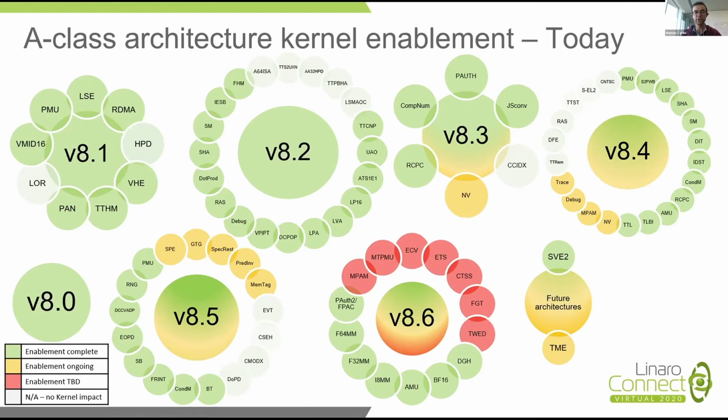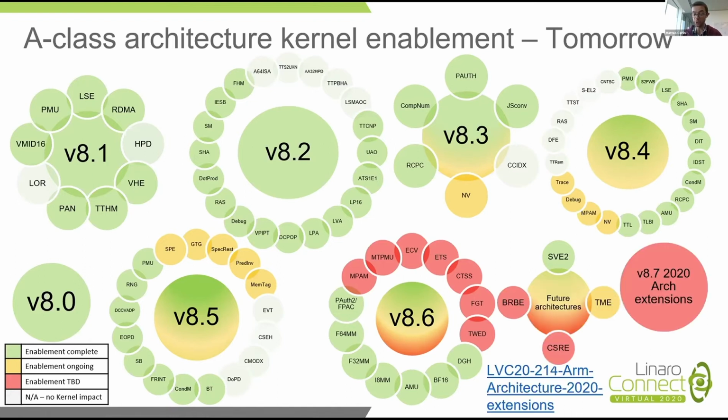So this is the picture of the enablement today, but I also have news, a forecast from tomorrow. And when I say tomorrow, I literally mean tomorrow, Wednesday, because I invite you to participate in this session in which my colleague Martin from the architecture team will present the 2020 architectural extensions from ARM, which are labeled 8.7. I'm not going to enter into the details right now.